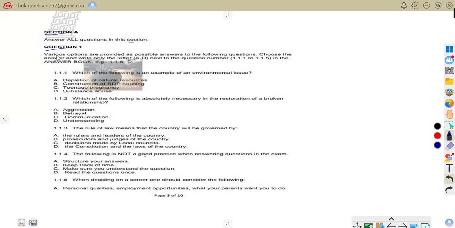Question 1 says various options are provided as possible answers to the following questions. Choose the answer and write only the letter A to D next to the question number, that is 1.1.1 to 1.1.5, in the answer book. There is a given example there, 1.1.6 D. So 1.1.1 says, which one of the following is an example of environmental issues? We are given four options, and we are to come up with the correct answer.